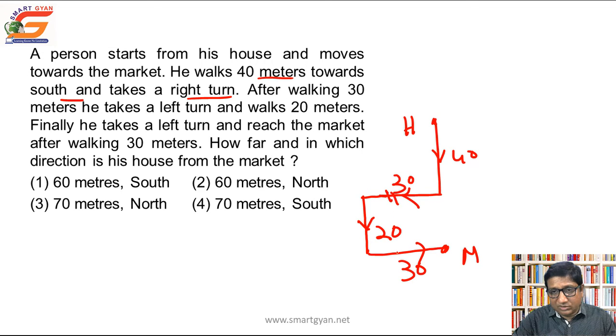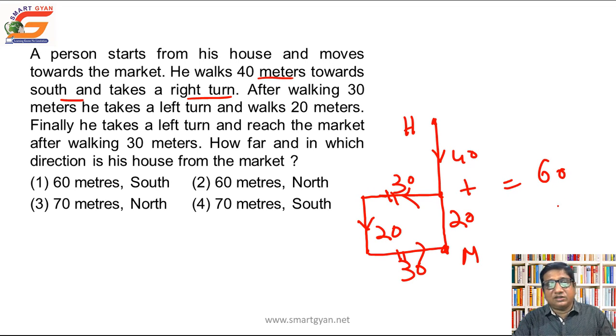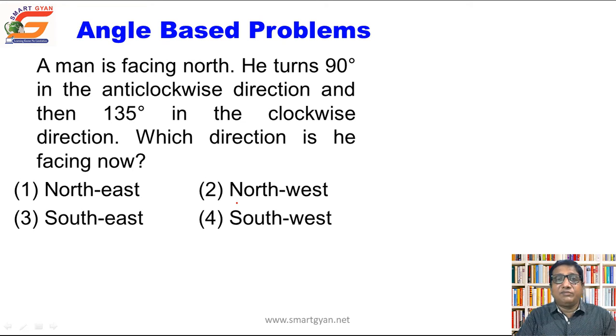So, both are equal, means these 2 points are in a vertical line. So, if you connect them, then this will be 20. Then the total distance will be 40 plus 20, 60. Then in which direction from the market? So, the market is the center. Then the house is north of the market, that is 60 meters north. That is, choice 2 is your answer. Angle based problems. A man is facing north.